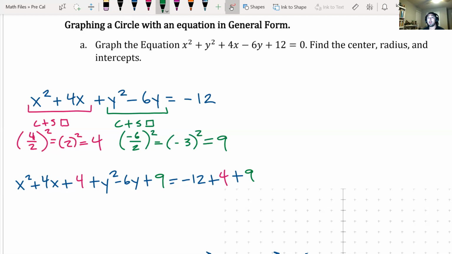Okay. And now since we have completed the square, we are ready to put this in standard form. Remember that once you complete the square on an expression, it becomes factorable after that. So this means that we can factor it. It becomes a perfect square.